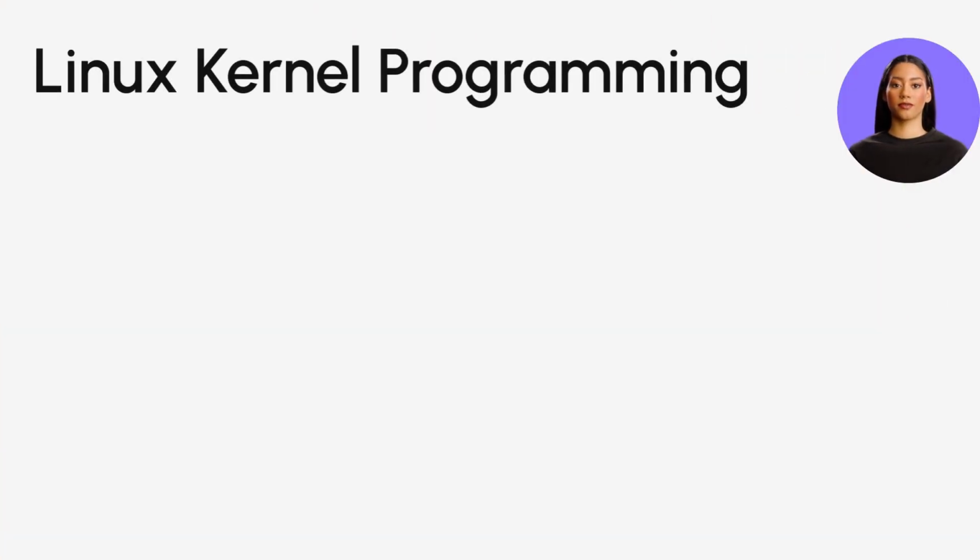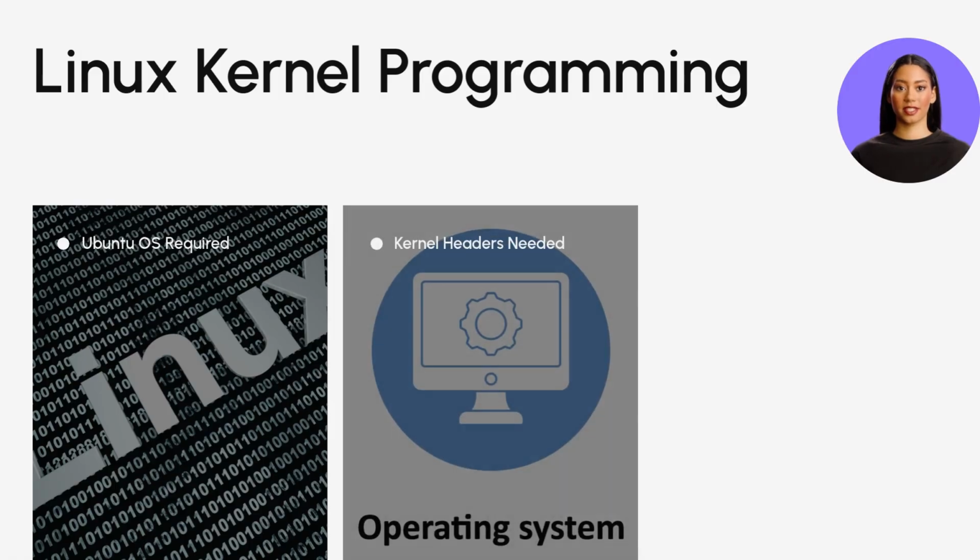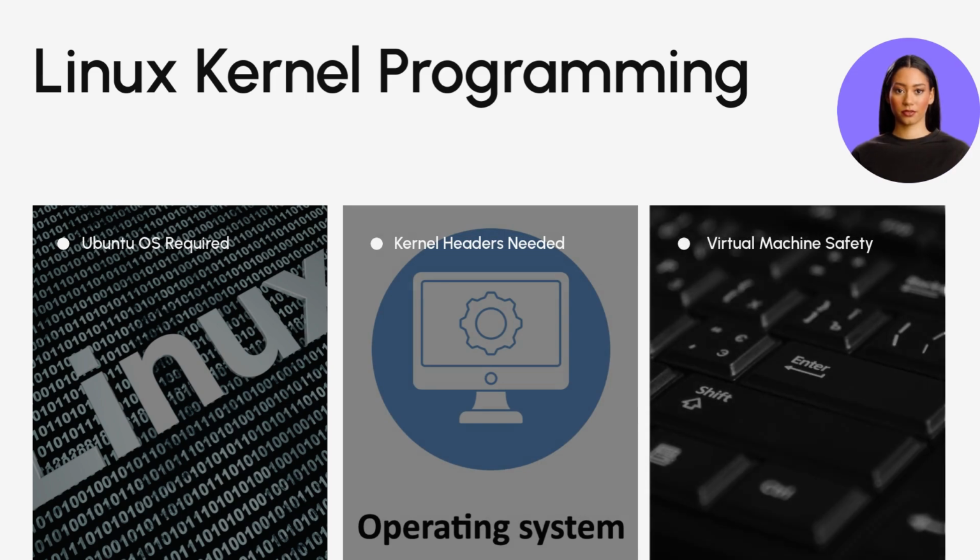To write kernel-level programs, a Linux OS like Ubuntu is needed. Kernel headers and GCC are essential tools. A virtual machine provides a safe testing environment. The make utility helps in compiling modules. Proper setup ensures a smooth development process.